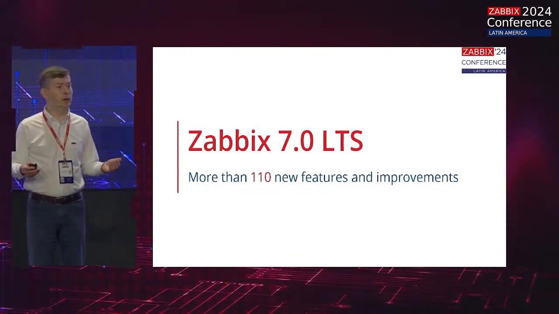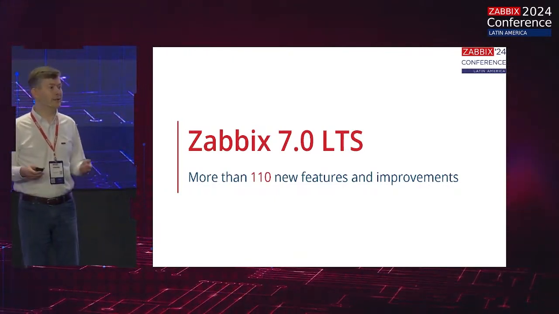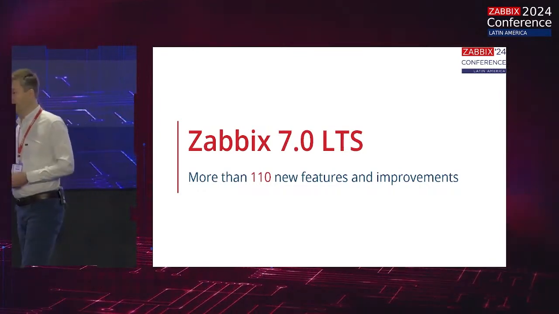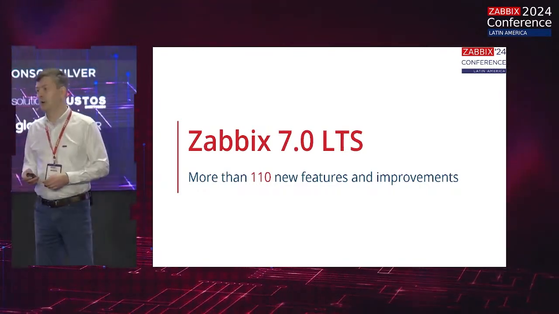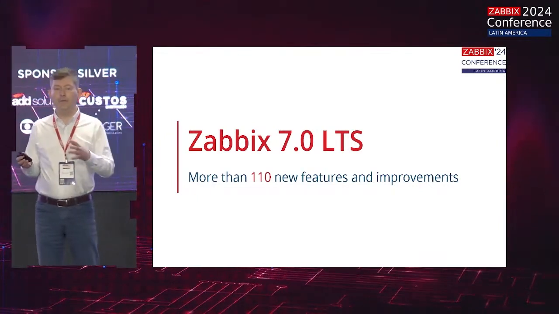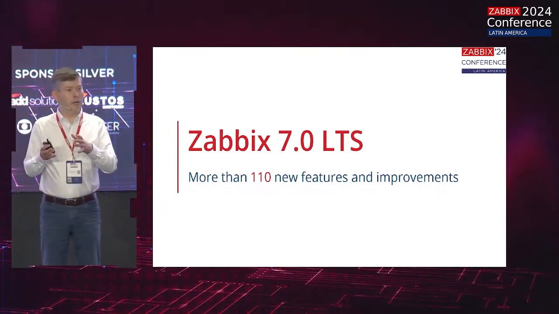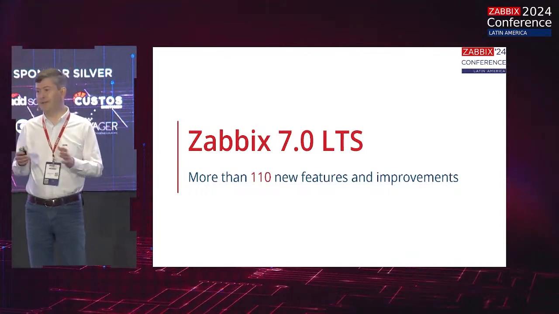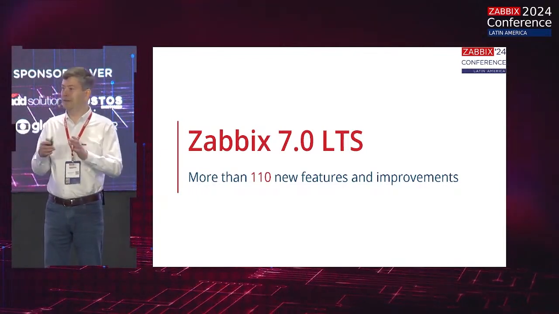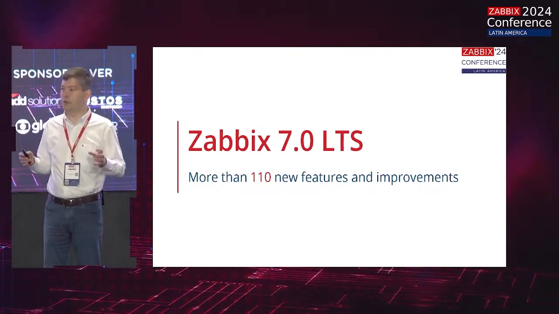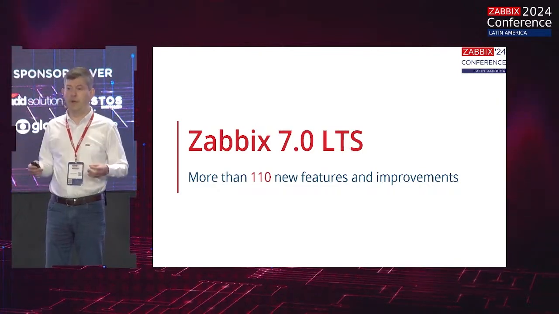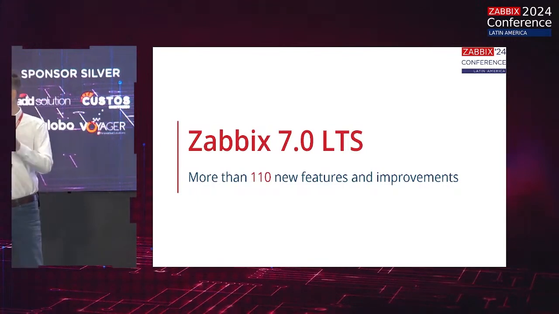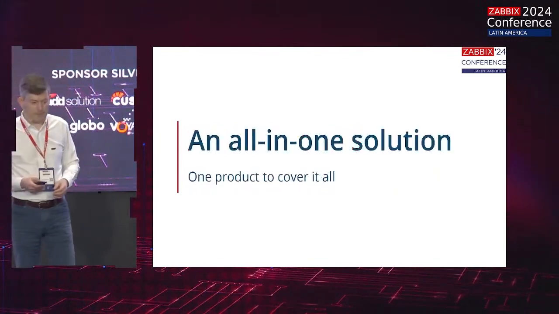7.0 came with more than 110 different new features, improvements, and enhancements. I have to say that if we compare 7.0 LTS with 6.0 LTS, for example, it really feels like a different product. There's a huge difference in the functionality and the way Zabbix feels, in the way Zabbix performs between 6.0 LTS and 7.0 LTS.